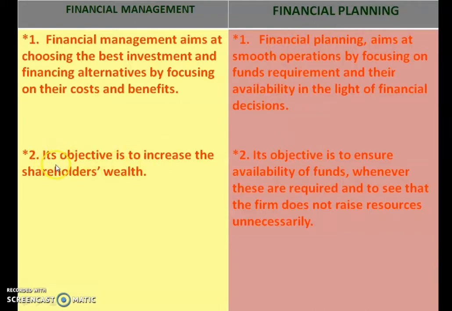The main objective of financial management is to increase the shareholders' wealth, and the main objective of financial planning is to ensure availability of funds whenever they are required and to see that the firm does not raise resources unnecessarily. So, avoid unnecessary raising of funds, and ensure availability of funds. These are the two objectives of financial planning.